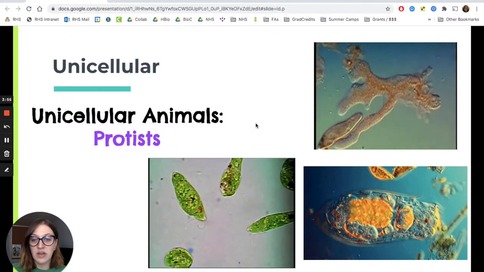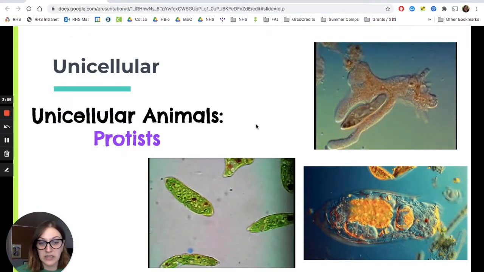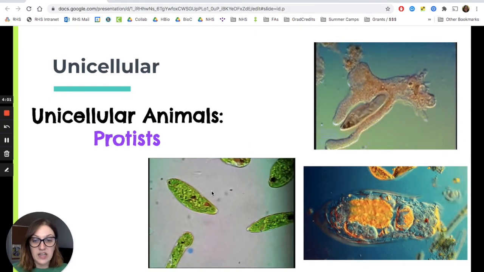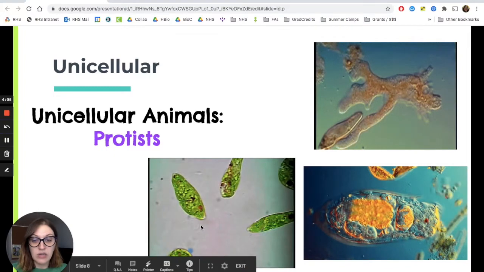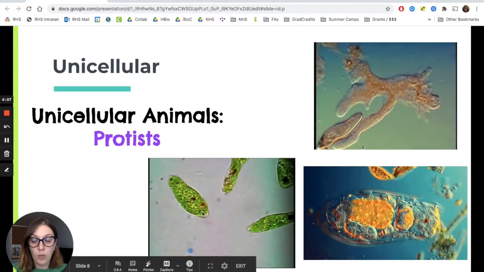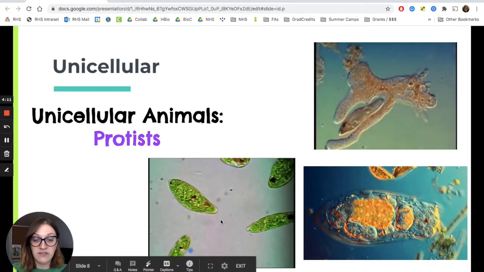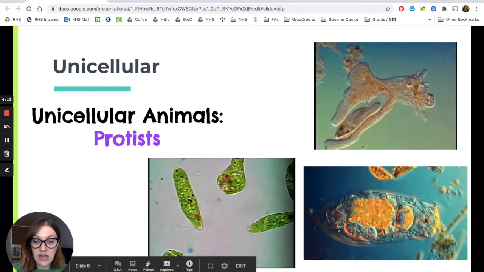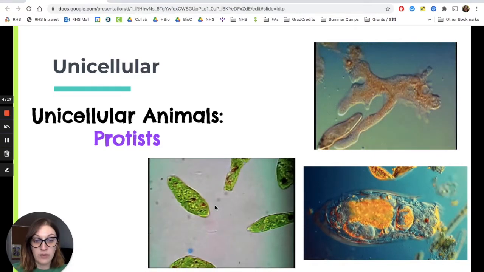Another example of unicellular organisms are protists, which are kind of considered to be little tiny animals. And in this video, you can see an example of what's called euglena. Euglena has one long whip-like tail called a flagella that helps it move around in its environment and capture things. And you can see they also use their little cell body to move around.